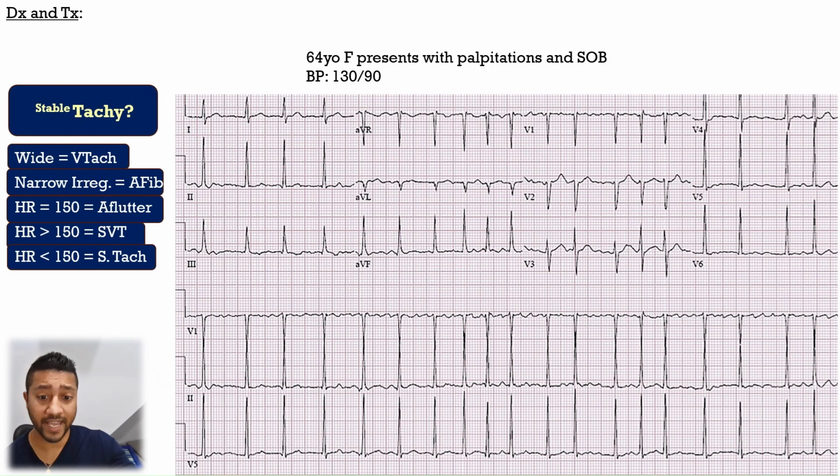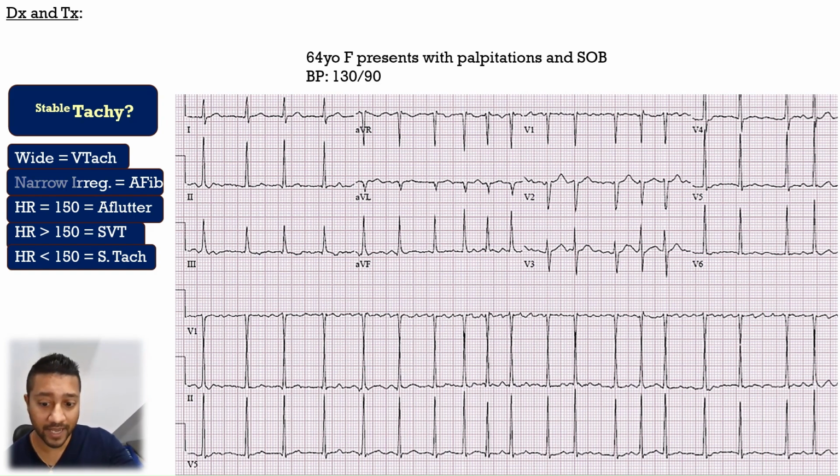Next, I know there's only a handful of stable tachycardias, so I'm asking myself, is this a wide complex tachycardia? Is this a narrow complex tachycardia? So it's not wide, it's not VTach. It is a narrow complex tachycardia, and the rhythm definitely looks irregular. Those QRSs don't seem to be uniformly spaced apart. Well, we know that in any sort of narrow, irregular tachycardia, that is AFib till proven otherwise.